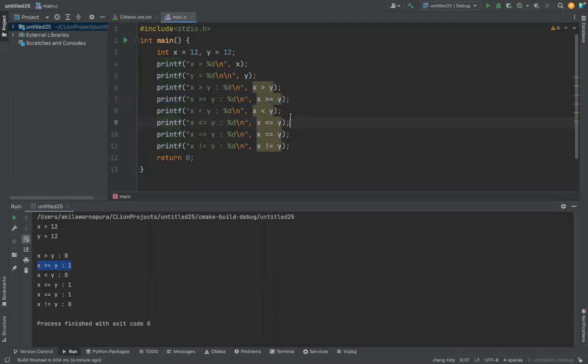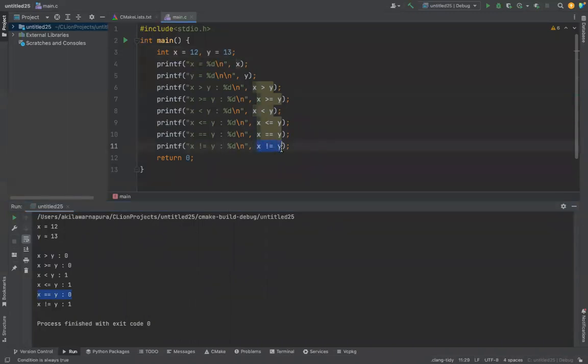Next one, let's say y is 13 again. x less than y, yes x is 12, y is 13, it is true, 1. Next one is x less than or equal to y. Yes it is less than y but not equal, however it is less than y, therefore the condition is true. Next one is x equal to y. Check whether x equals y. x is 12, y is 13, it does not equal, therefore the output is 0.